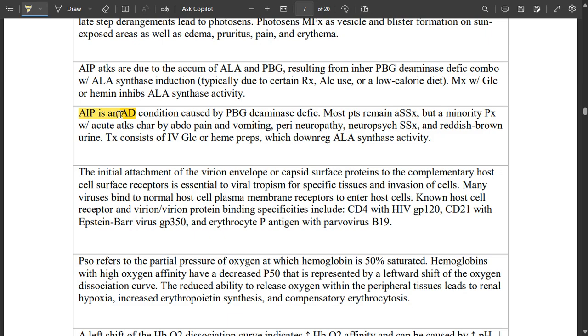Treatment consists of IV glucose or dextrose or heme preparations, which downregulate ALA synthase activity. So when glucose or heme preparations are given, it decreases the activity of ALA synthase, thus decreasing the amount of ALA, which is one of the components of AIP.